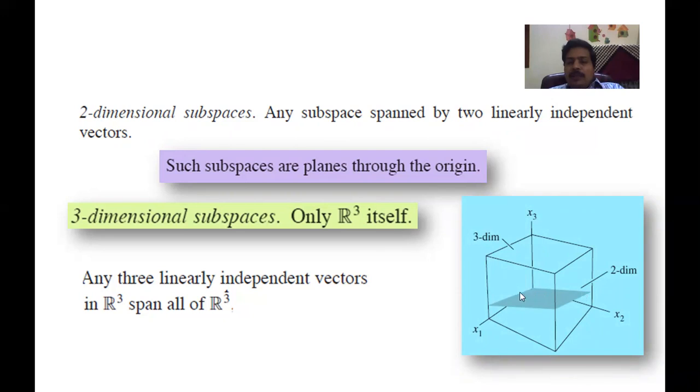So if you take any two vectors, the plane containing those two vectors is a two-dimensional subspace. Of course, that will pass through the origin. It should pass through the origin. So all the planes passing through the origin will be subspaces of two dimensions. So the entire space R3 is a three-dimensional subspace.